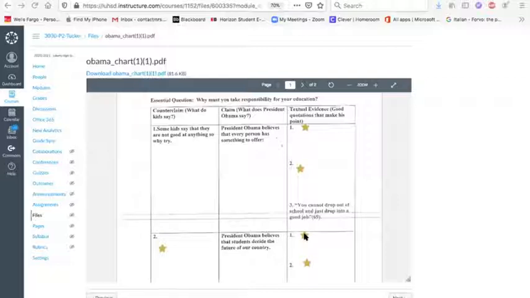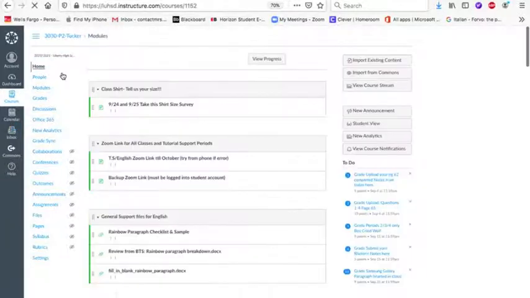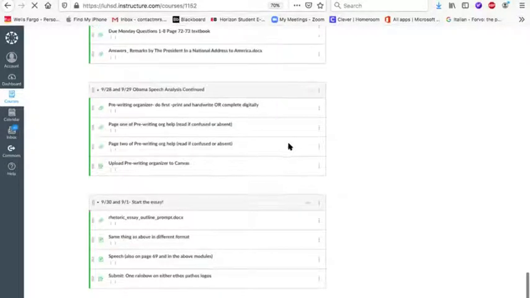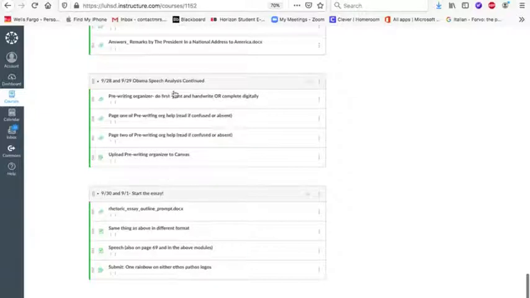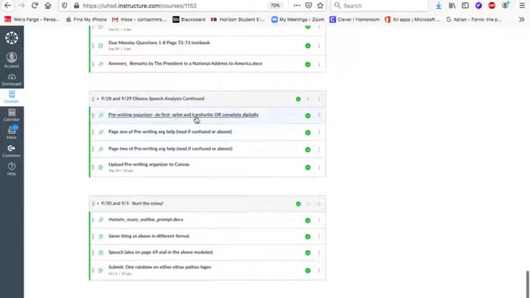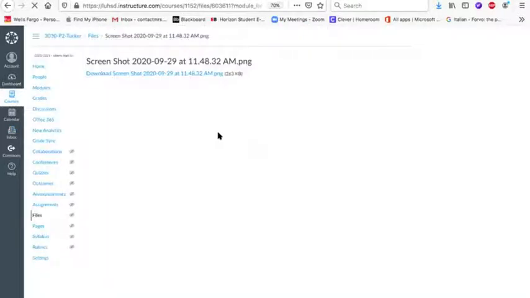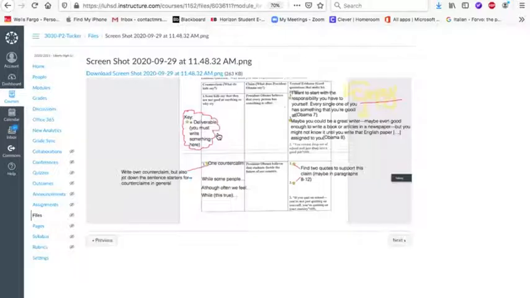Now, how you get those things is on my Canvas. On my Canvas, you have the assignments. In the same module where the assignments are, if you scroll all the way down to the bottom of my page, the homepage is always where the most current stuff is. This is where the pre-writing organizer can be downloaded, and there's also page 1 and page 2 of the pre-writing organizer help. You will read this if you're confused or absent, or both. If you just need help, this is where you go to fill out that chart. That chart is ultimately the thing that starts you writing your essay.